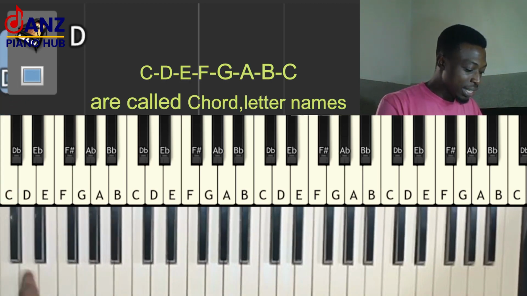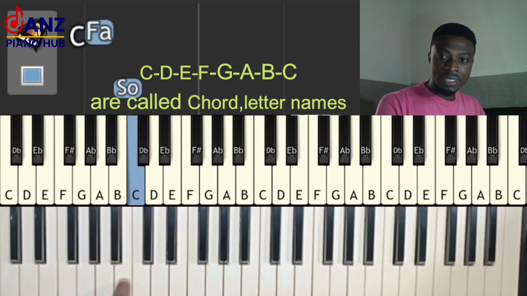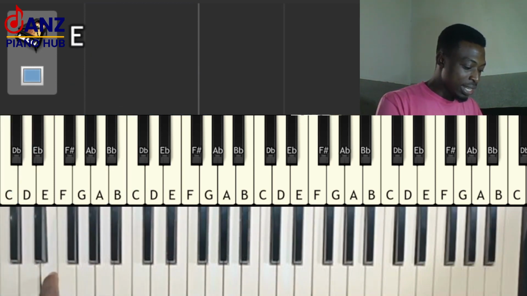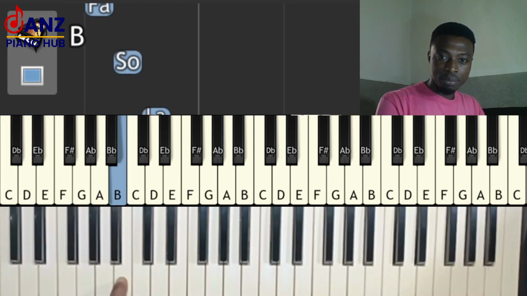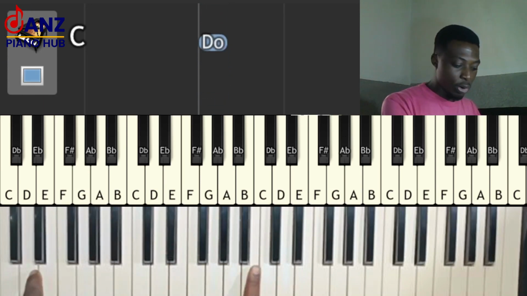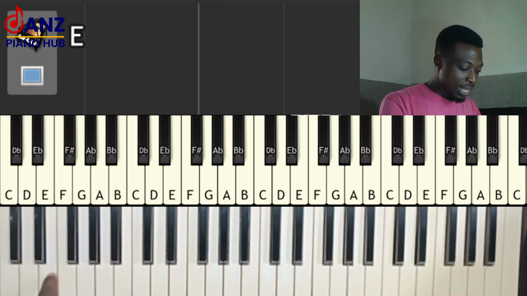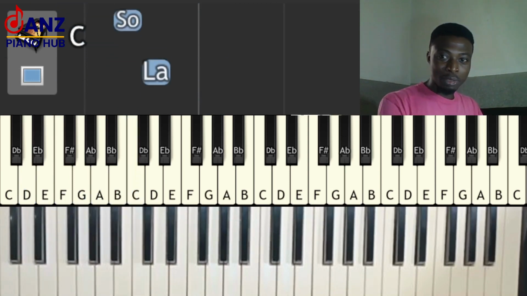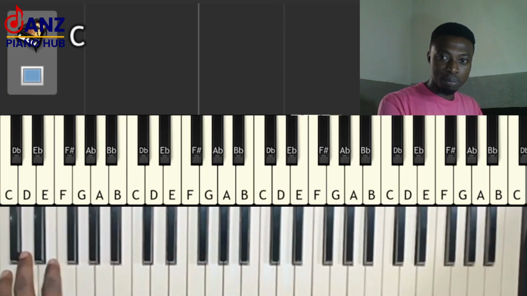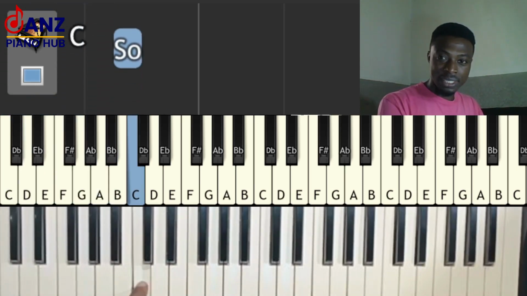So we have C, D, E, F, G, A, B, C. We call that chord name or letter name. C, D, E, F, G, A, B, C. This C is the same C, just like you are beginning a new block, or a new octave. C, D, E, F, G, A, B, C. So I want you to take out some time and practice that. Put that to memory. C, D, E, F, G, A, B, C.